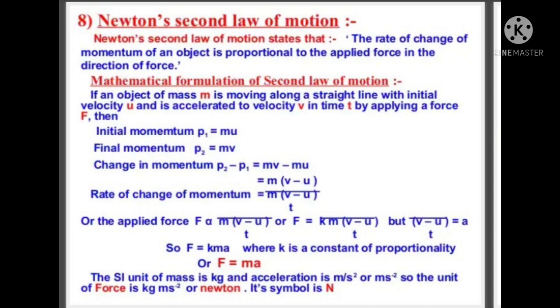If an object of mass m is moving along a straight line with initial velocity u and is accelerated to velocity v in time t by applying a force F, then initial momentum P1 is equal to mu, final momentum P2 is equal to mv, change in momentum P2 minus P1 is equal to mv minus mu, that is equal to m into (v minus u).